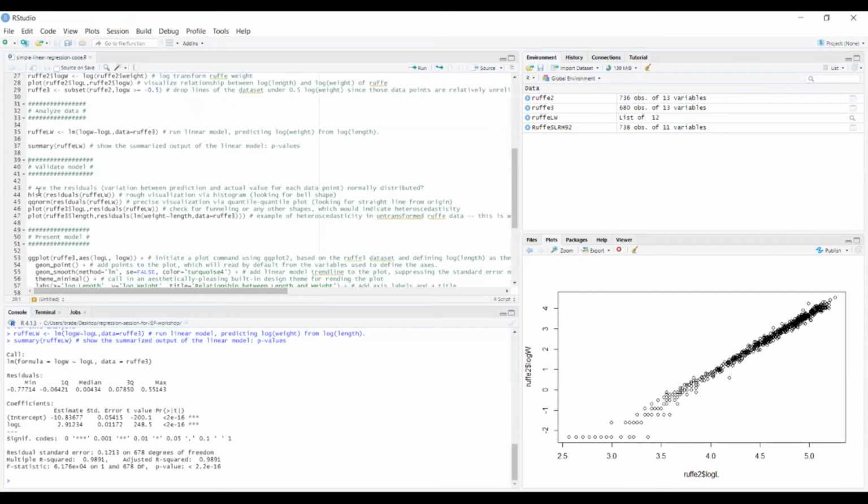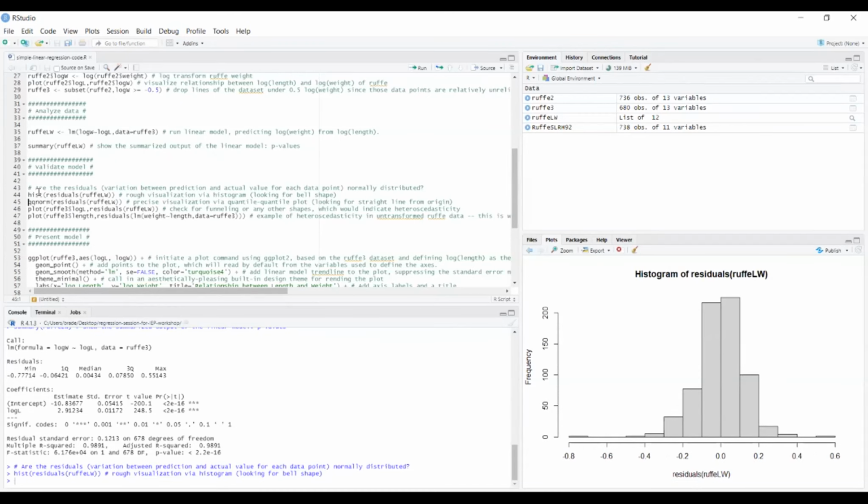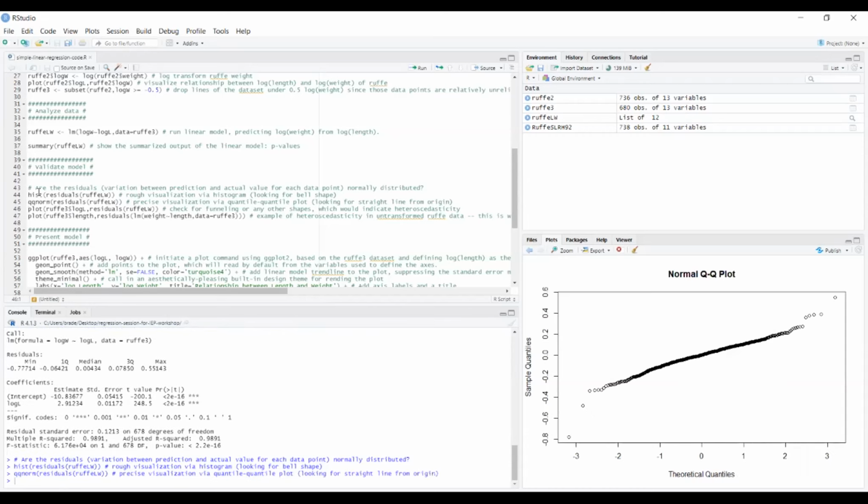And let's just do a little bit of validation. Let's look at the residuals of that model. They seem to be approximately distributed in a bell-shaped pattern according to this histogram. But we can more precisely determine whether they're normally distributed by giving them a normal quantile plot treatment. The straighter that line is, the more normally distributed they are. The line looks pretty straight to me for a normal QQ plot.